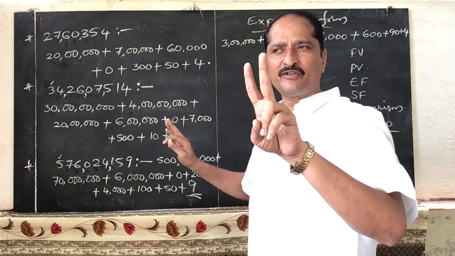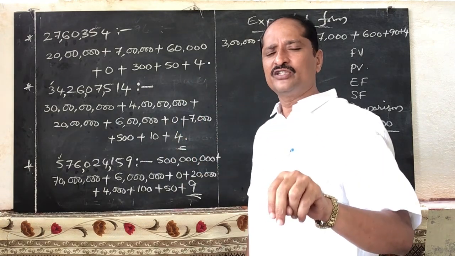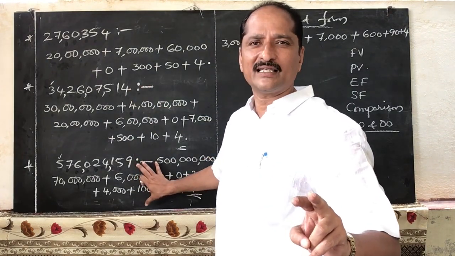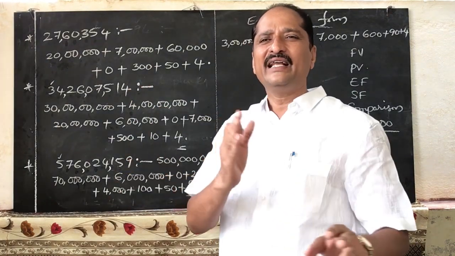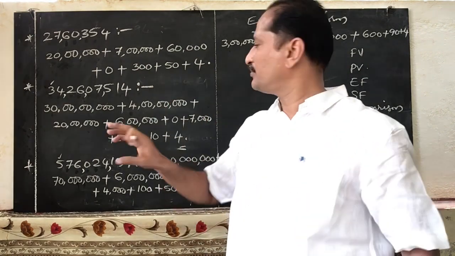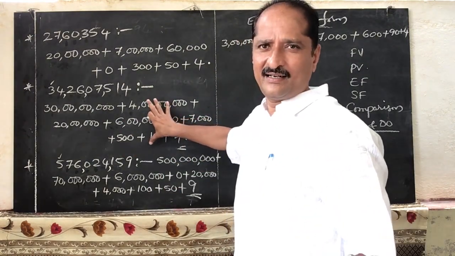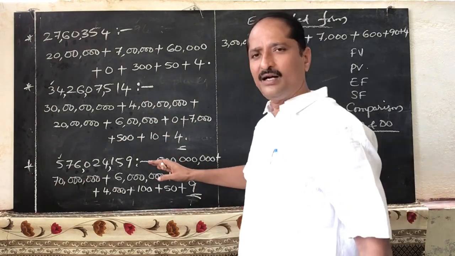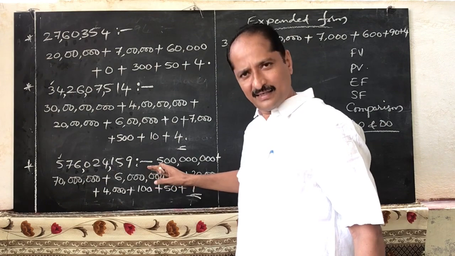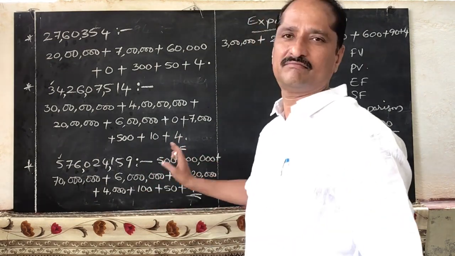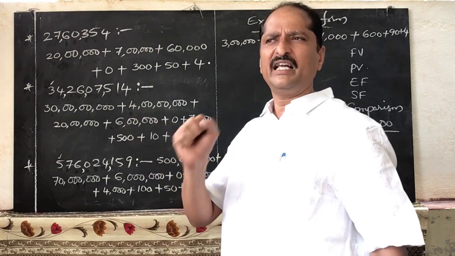We have two systems of numeration, the Indian system and the international system. In the Indian system you have to write like this. In the international system you have to write like this. Just simply by dividing into periods. In the Indian system you can write the Indian expanded form, and in the international system, we can write the international expanded form. Okay, very easy.